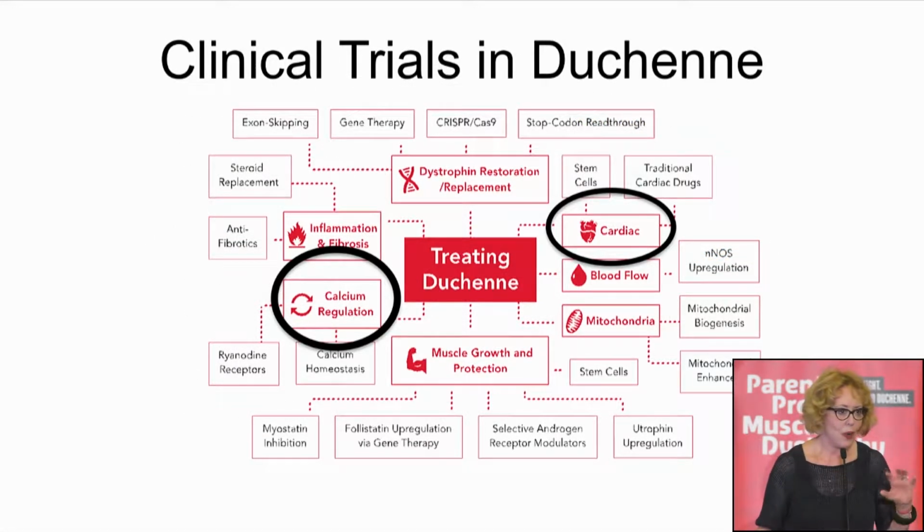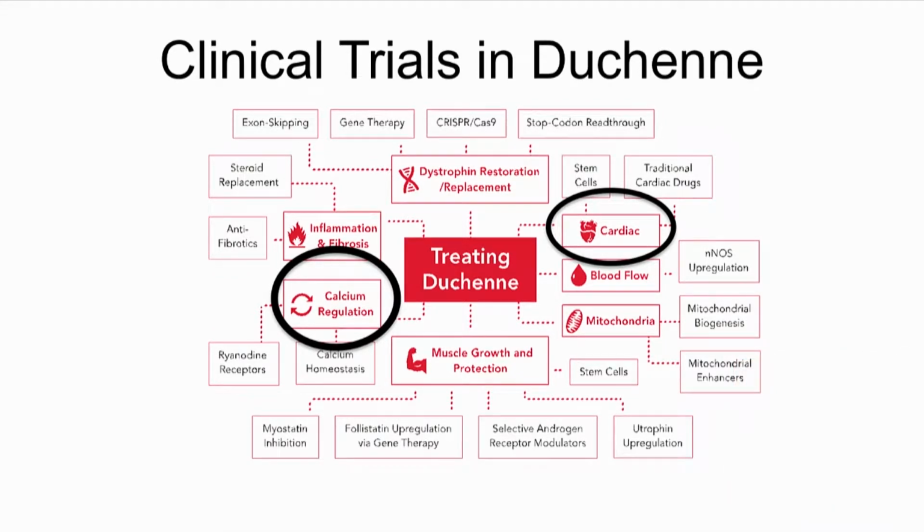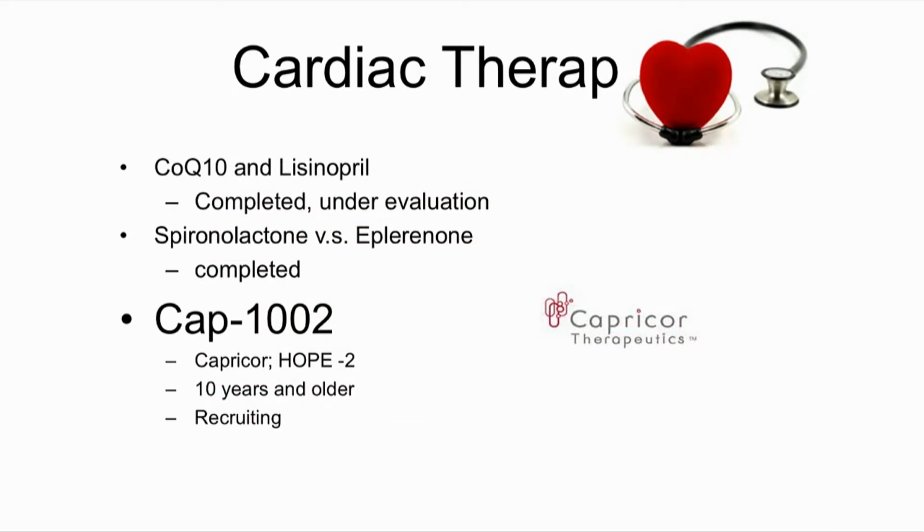Calcium. As we know, once this membrane becomes destabilized, calcium just flows in. We get this real pathology across the membrane, so how do you control calcium, and how do you improve the cardiac status, because calcium is also a problem in the cardiac muscle. So there are companies that are looking at this. CoQ10 and lisinopril, as you know, is under evaluation, but many people are on both, that combination. Spironolactone or eplerenone is now becoming clinically adopted, so we're happy about that.